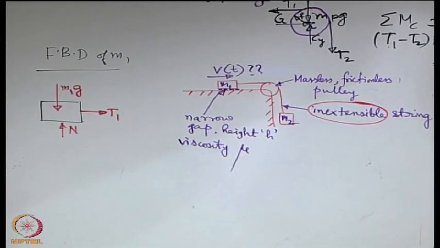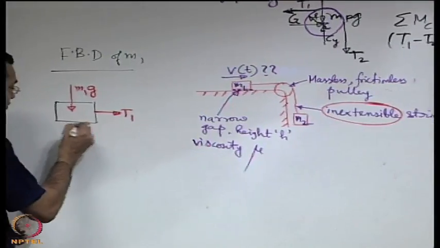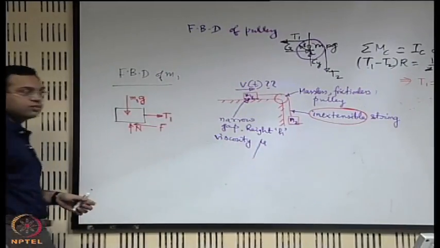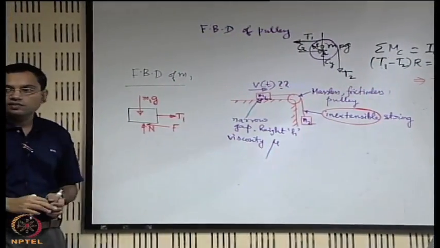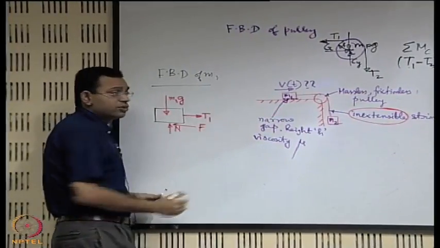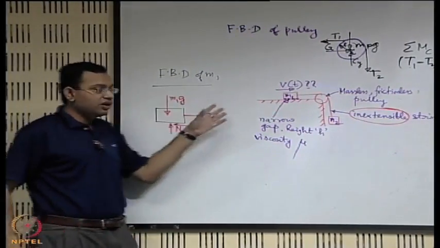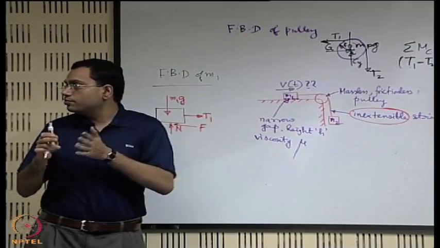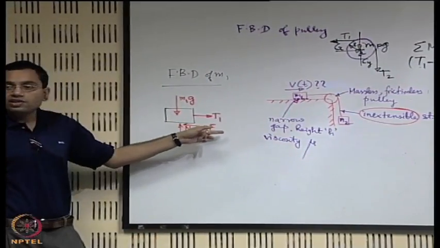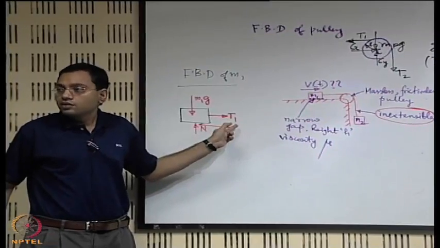Then there is some resistance also. So what is the resistance? Let us call it F, by analogy with the standard problems in mechanics of solids. So this F is sort of a friction force, but here again the origin is not direct contact between the plane and the block. So what is the origin of this friction force? Viscosity, right?